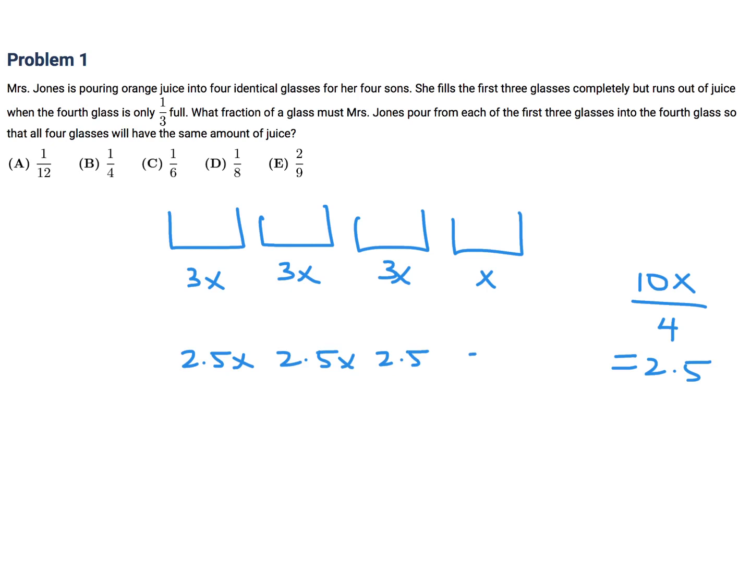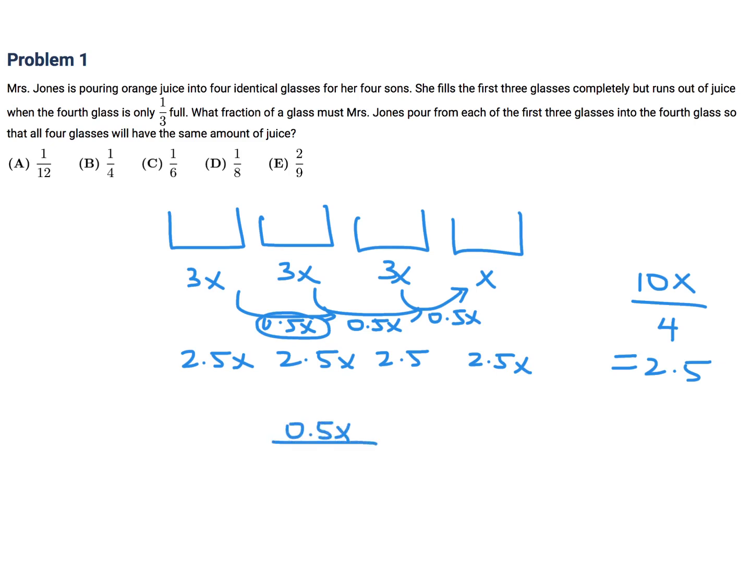So how do we achieve that? Well, we achieve that by throwing in 0.5x from each of these to the one that currently has x. If we do that, then we will get that 2.5x distribution. So basically what that meant is that we were taking 0.5x away from the full glasses. So 0.5 out of the 3x is how much we had to pour, and that in terms of a percentage or a fraction is 1/6. And that would be choice C.